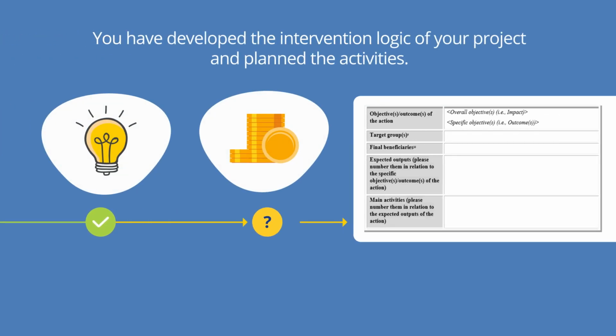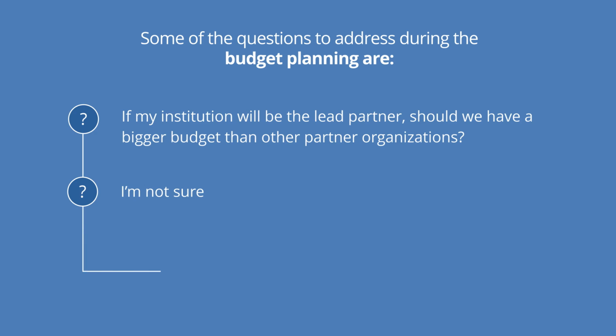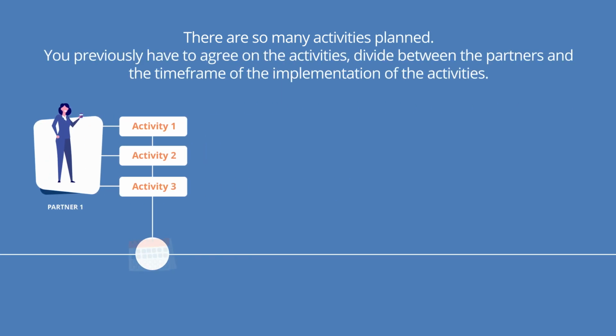Let's go back to your project. You have developed the intervention logic of your project and planned the activities. Now is the right time to start planning the project budget. If my institution will be the lead partner, should we have a bigger budget than other partner organizations? I'm not sure it's that simple. There are so many activities planned.